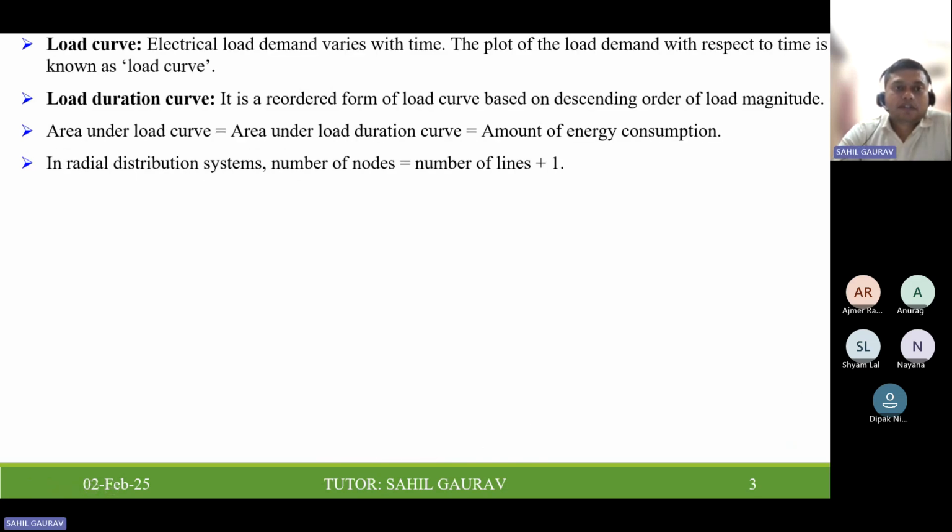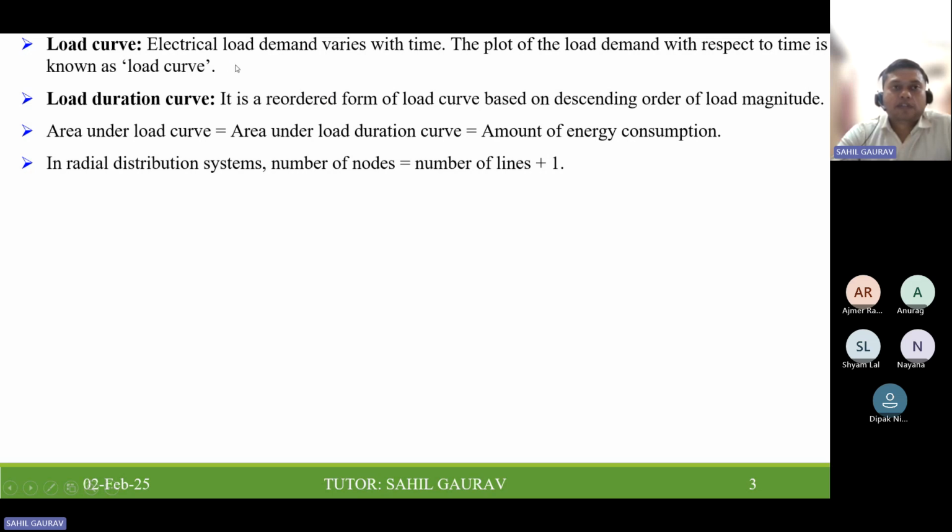The next part is the load curve and load duration curve. We have seen these in the last session. What do we mean by load curve? Load curve is the variation of electrical load with time. The plot of load demand with respect to time is known as the load curve. If you arrange the electrical load demand in descending order based on the load magnitude, it will form the load duration curve.